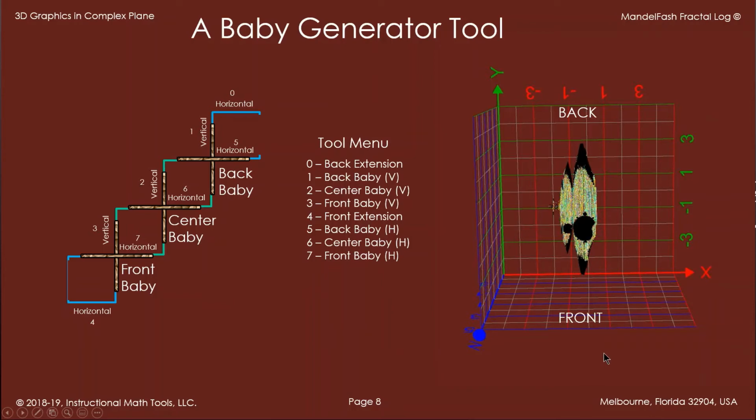With regard to the front and back, again, this is the Mandelfash fractal log. This is the two-dimensional plane, the XY plane, that the original Mandelbrot lives in. And this is the extender plane. The Z goes out in a positive direction and back in a negative direction. And it represents the I prime, which is the additional imaginary axis that was added to the original Mandelbrot.